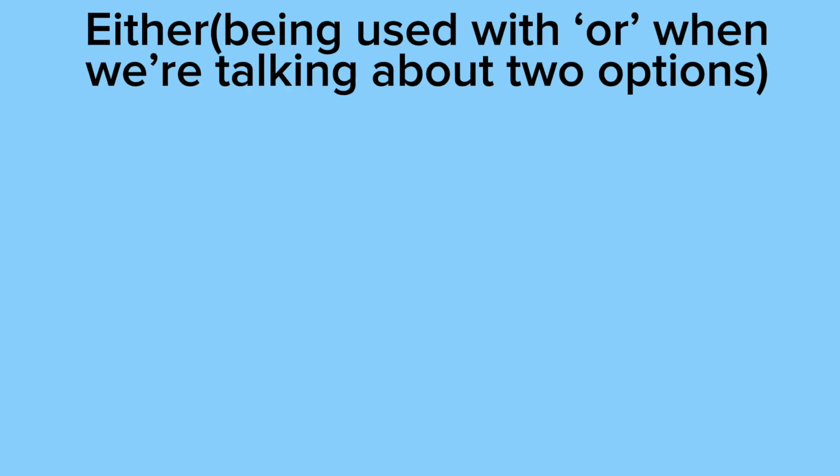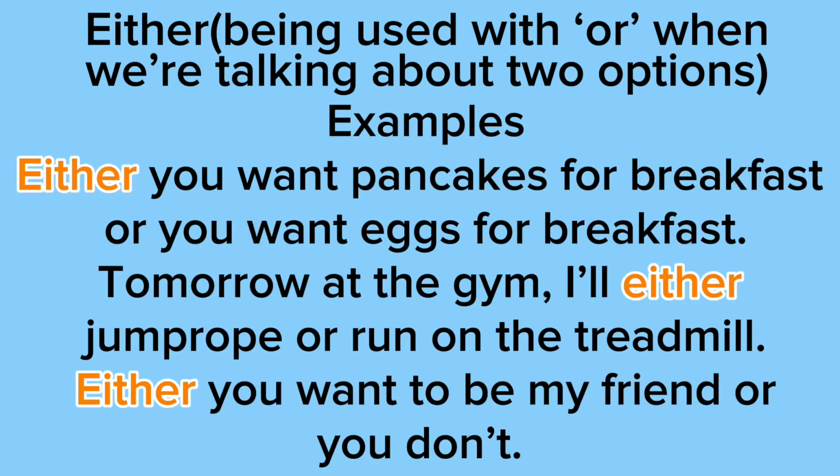Next we have either or either being used with or when we're talking about two options. So our first example says, either you want pancakes for breakfast or you want eggs for breakfast. So notice how we're talking about two options. Our second example says, tomorrow at the gym, I'll either jump rope or run on the treadmill. Notice how we're talking about two options, either jump roping or running on the treadmill.